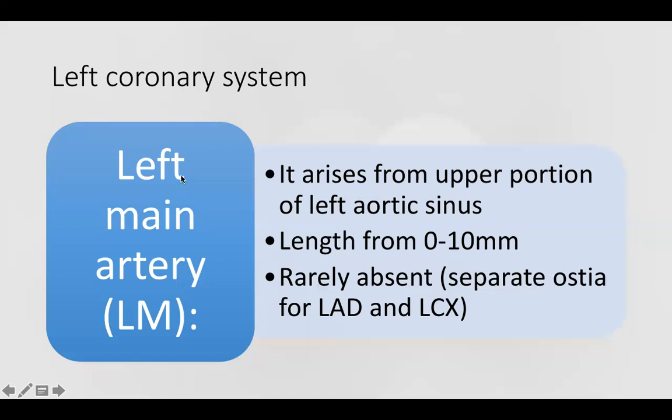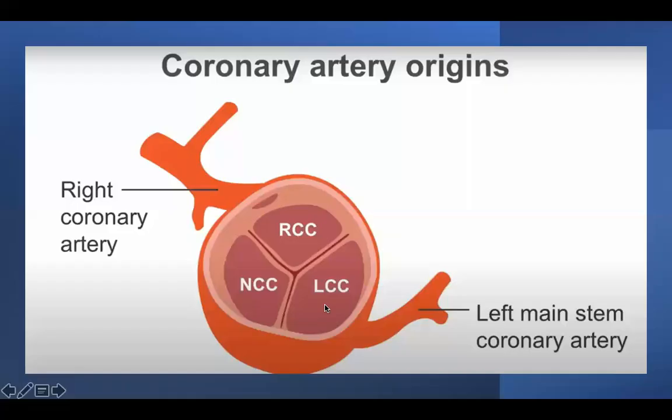The length of the left main is usually from 0 to 10 millimeters. 0 means it might be absent, but this is rare. If the left main is absent, this means that its 2 main branches, the left anterior descending and the left circumflex, will come from the aorta from separate ostia. This is a cut section of the aorta with the 3 cusps. The left main comes from the left aortic sinus, whereas the right coronary comes from the right coronary sinus.